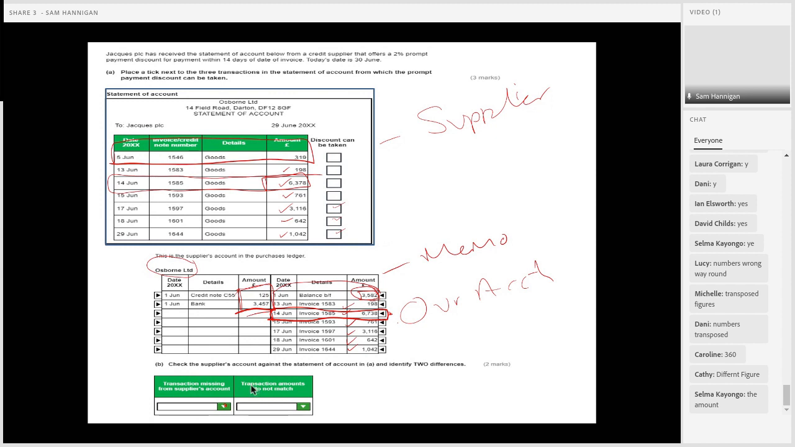Okay. Then it says enter the transaction amount that doesn't match. So you've got invoice number 1585, doesn't match. Okay. And that's all it's asking you to do for 2 marks. All right. So really, really simple as long as you're RTFQ and you read the data and you don't just jump straight in, because accountants, and especially trainee accountants, have got this way of thinking, we know what they're asking, I'm not going to read the data, I'm just going to jump straight in. And that's not what they're asking at all. Okay, so please take your time with it.